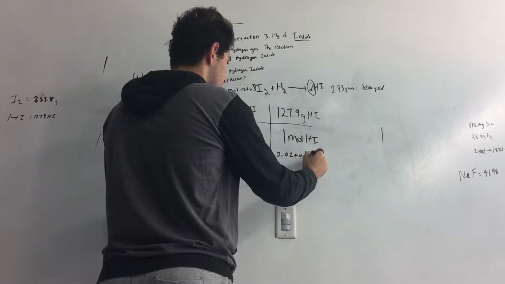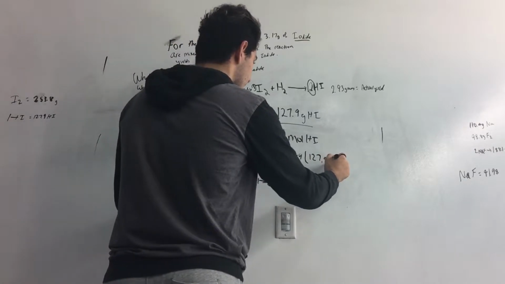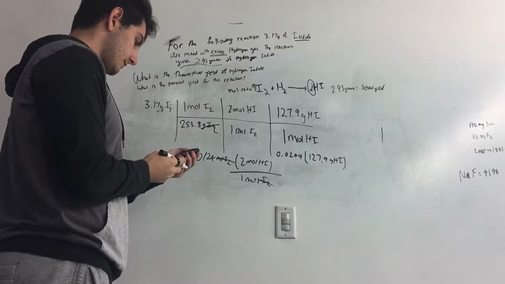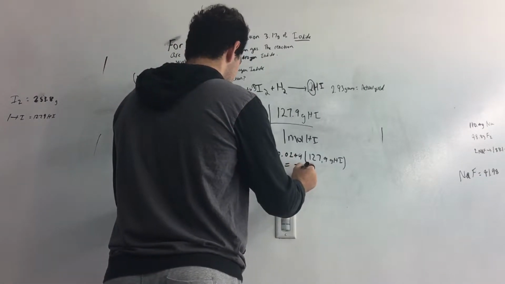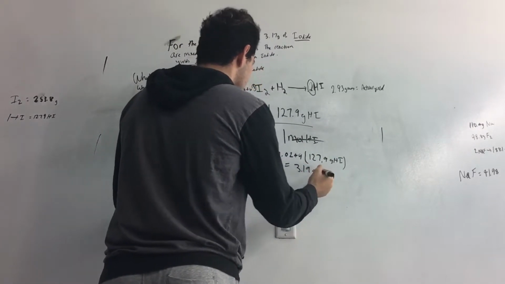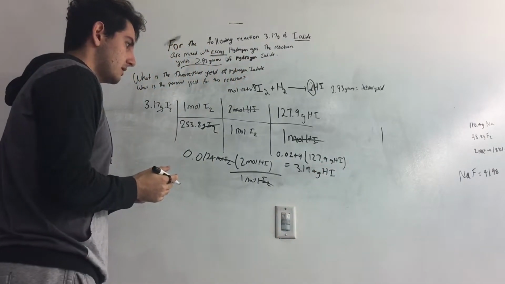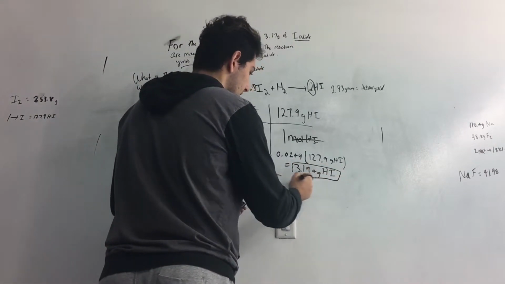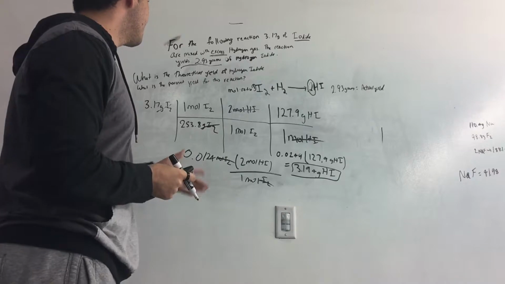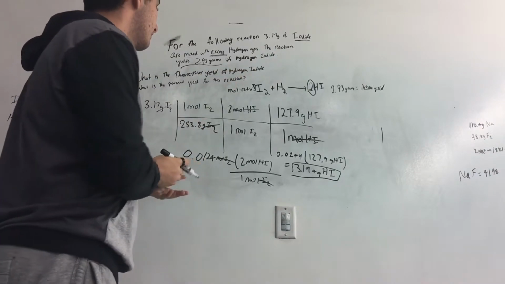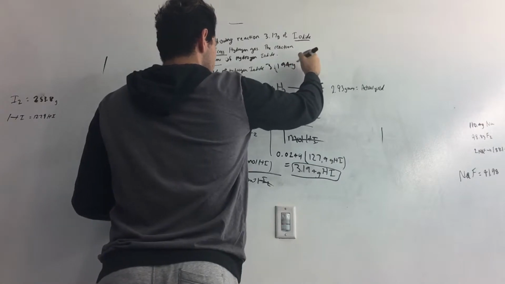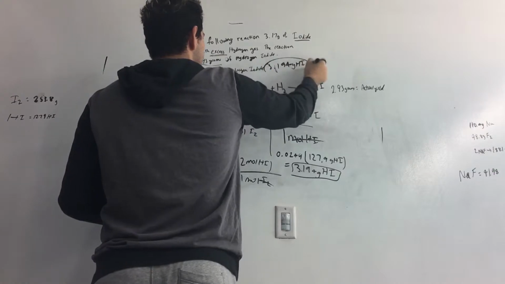But in this case, it's just 127.9 grams of HI. And your answer is 3.194 grams of HI. Okay, so far looking good. Now what is that? That right there is your theoretical yield. Now, that solves this right here. 3.194 grams of HI. That is your theoretical yield.